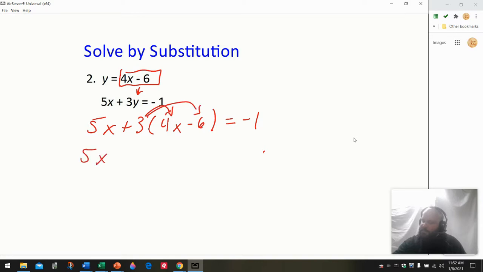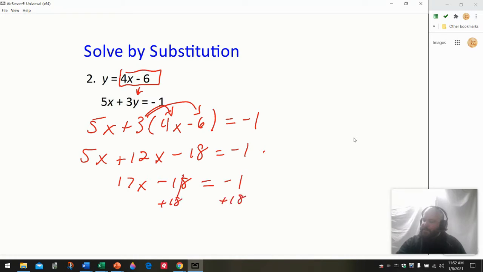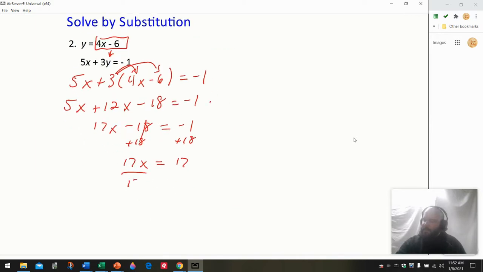So the 5x comes down, and then I'm left with 12x minus 18 equals -1. And 5x and 12x becomes 17x, because these two are like terms. They're going to add up. And then we have minus 18 equals -1. I'm going to add 18 to both sides. 17x equals 17. And then I'm going to divide both sides by 17. And I get x equals 1.